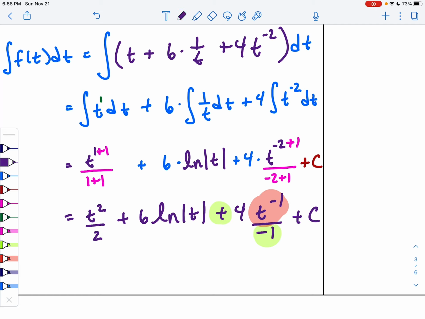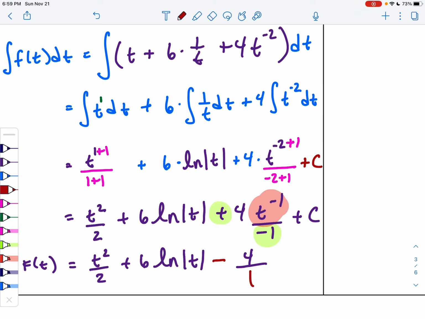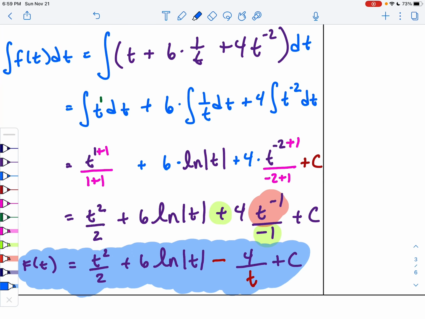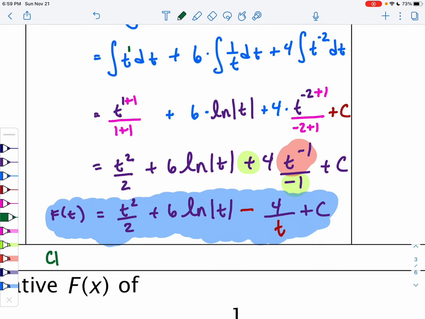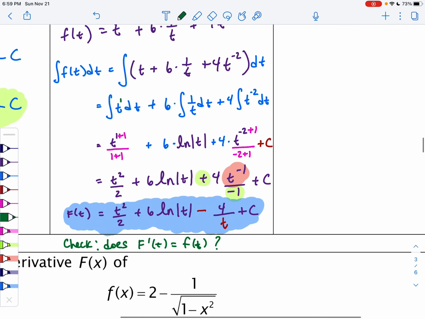And finally, we can say that our big F of t here is t squared divided by 2 plus 6 times the ln of the absolute value of t, minus 4 over t to the first power, plus c. And that should be our final answer. And how can we confirm that that is our final answer? You can check by saying, does F prime of t equal little f of t? And you can check that way.